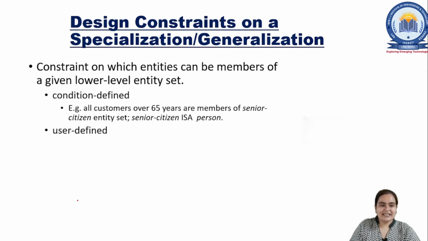Now we'll see there are some design constraints on specialization and generalization that we usually use. The constraint on which entities can be members of a given lower-level entity set: the first one is condition-defined. So all customers over 65 years are members of the senior citizen entity set, and senior citizen is a person itself. Also, we can have a user-defined constraint.